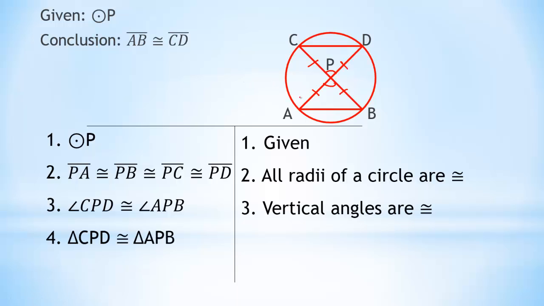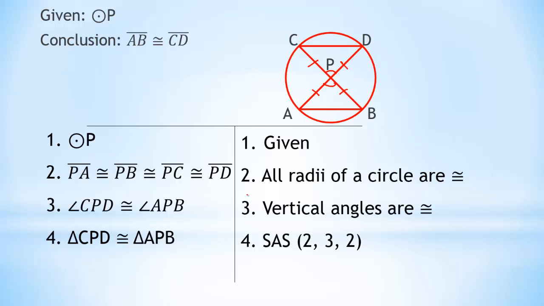Now, look at this. We have a side, an angle, and a side in each one. So now we can say that triangle CPD is congruent to triangle APB. Okay, notice how everything corresponds. And that's because of side angle side as shown in step 2, then 3, then back to 2.